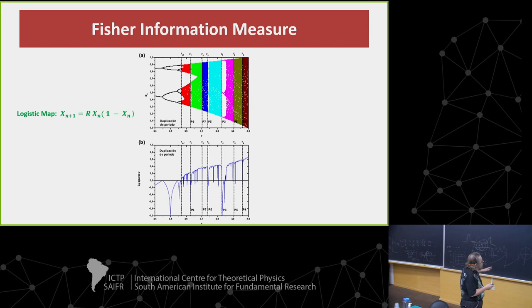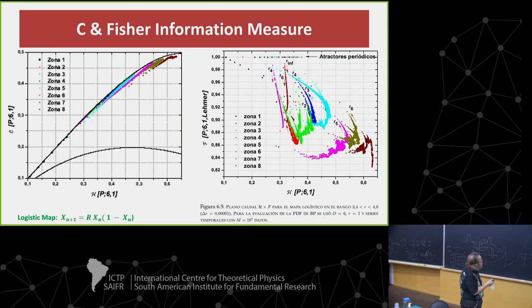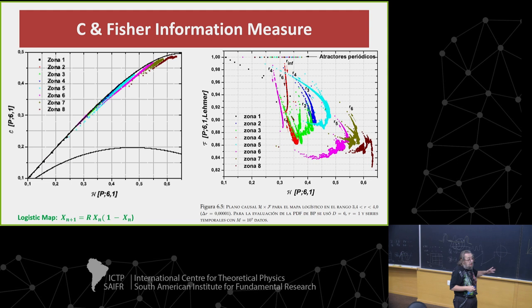Well, this is the complete spectrum of the Lyapunov exponent and the logistic map. As you see, this is the case of the entropy complexity plane, and the behavior of the logistic map is very close to the curve of maximum complexity. But if we make the Fisher plane, we see it expand all the parameter behavior, and this is very interesting, just to visualize the different dynamics.